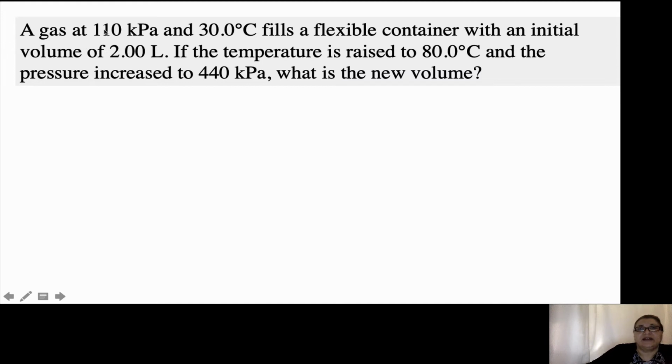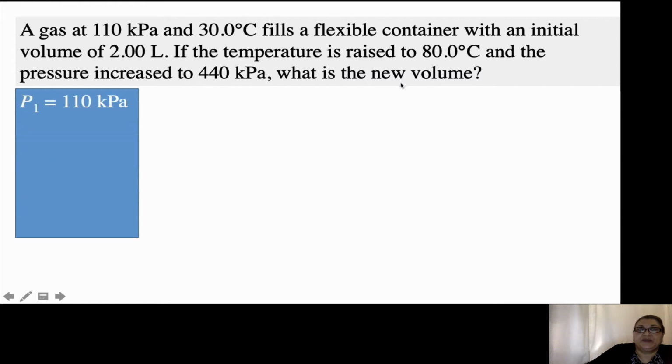A gas at 110 kilopascals and 30 degrees Celsius fills a container with an initial volume of 2 liters. So you see pressure, temperature, and volume, so the combined law is what we're going to use. If the temperature is raised to 80 and the pressure is increased to 440, what's the new volume?